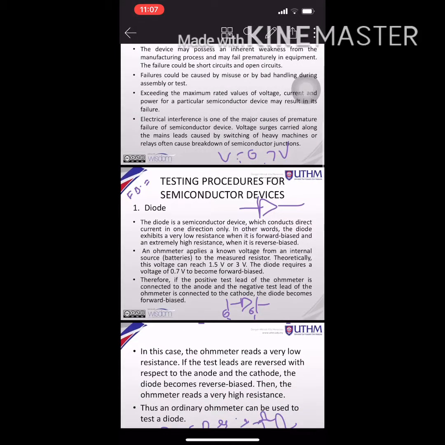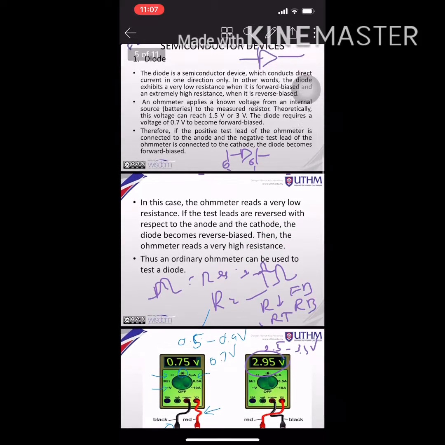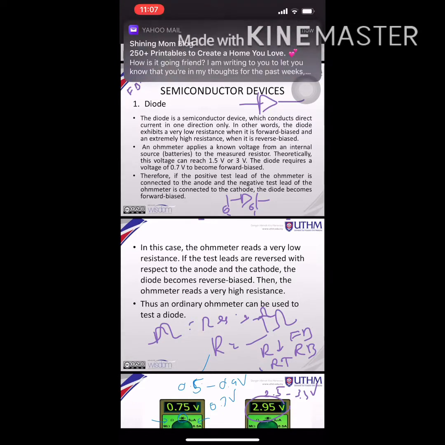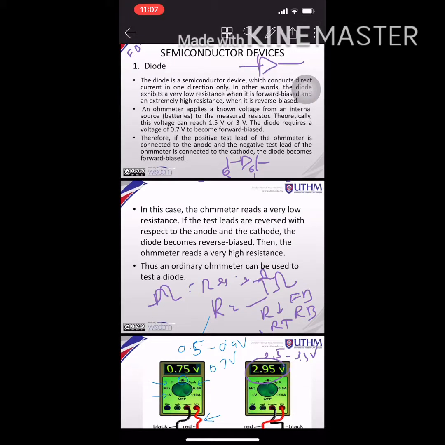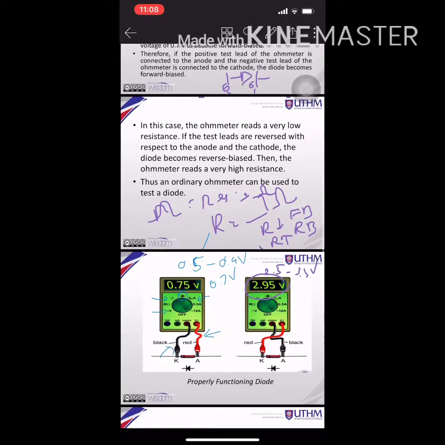Okay, so kita recall balik. So diode we can test either by using ohmmeter and also by using digital multimeter. So kalau ohmmeter tadi kita boleh tahu dia punya the value of resistance. If the value of resistance is low, it means that the diode is in the forward bias, and if the value of resistance is high, it means that the diode is in the condition of reverse bias.